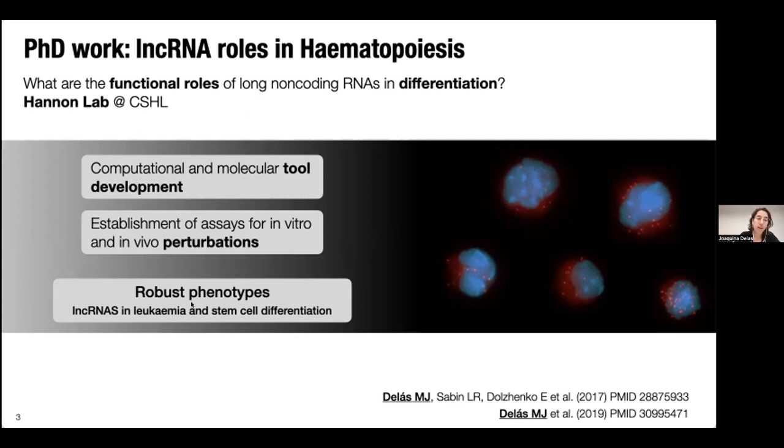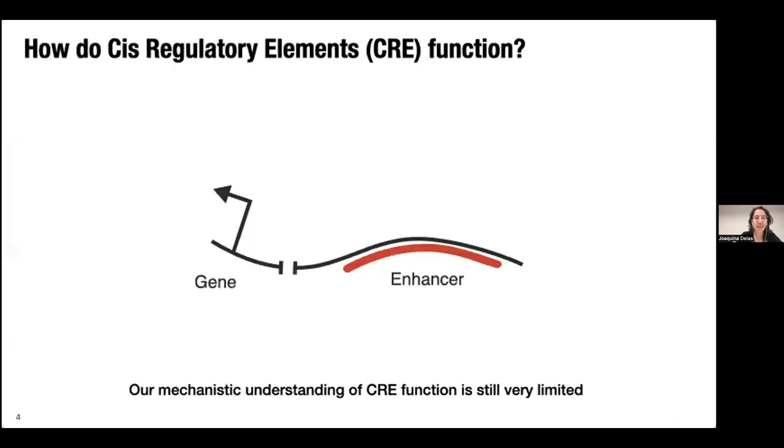Through this work, I managed to get robust phenotypes for different long non-coding RNAs, both in leukemia and stem cell differentiation. But at the end of this project, the conclusion was that non-coding RNAs could play very diverse roles and not necessarily gene regulation. So to hone in on my interest in how gene regulation can be controlled during development through the non-coding genome, I joined James Briscoe's lab to use his model system to tackle my questions.